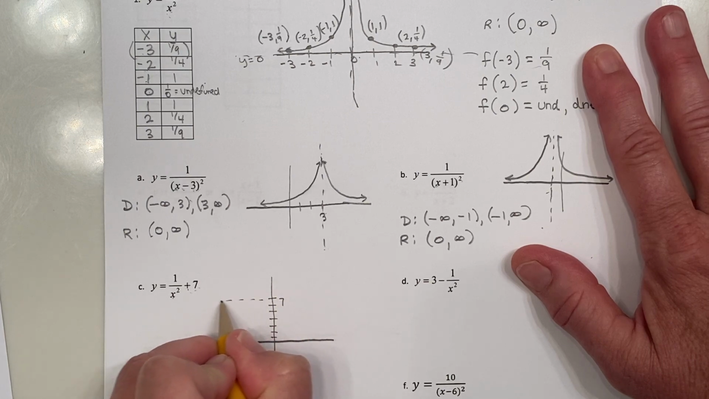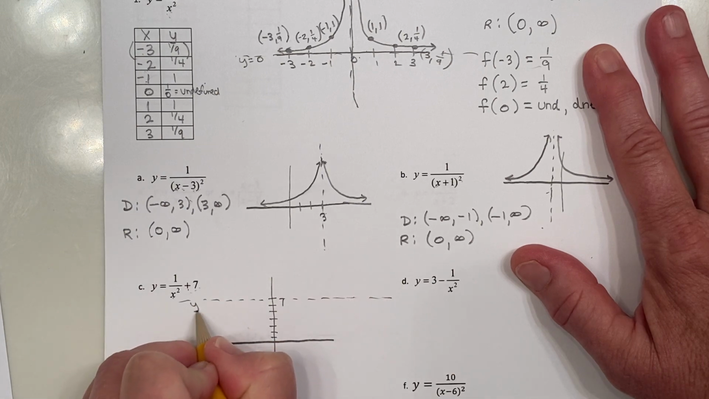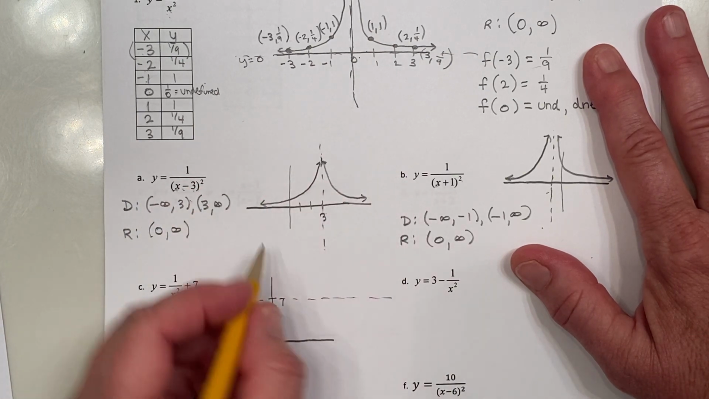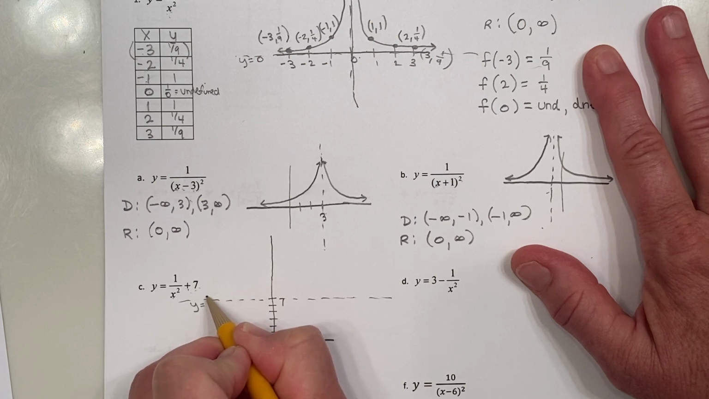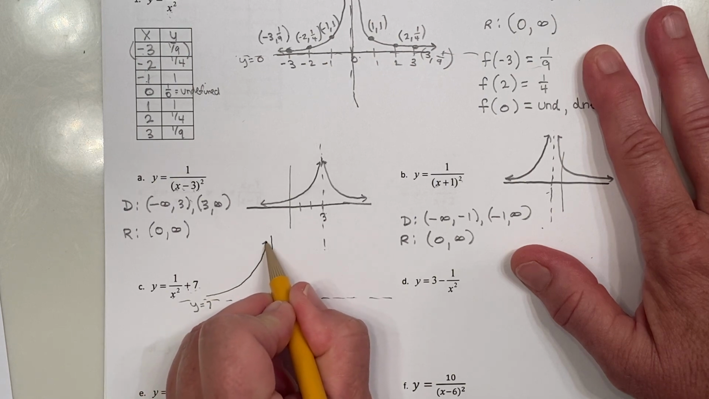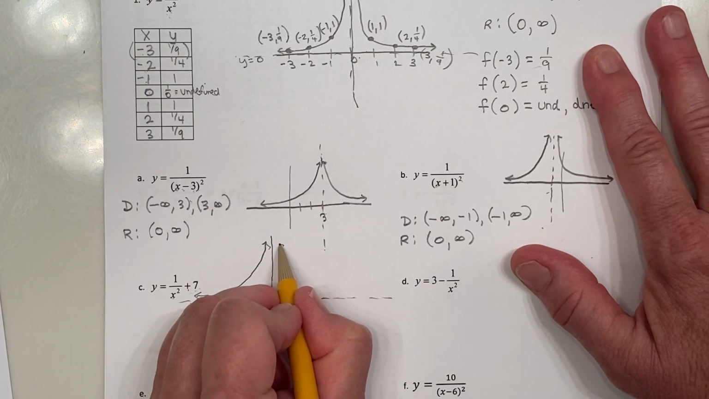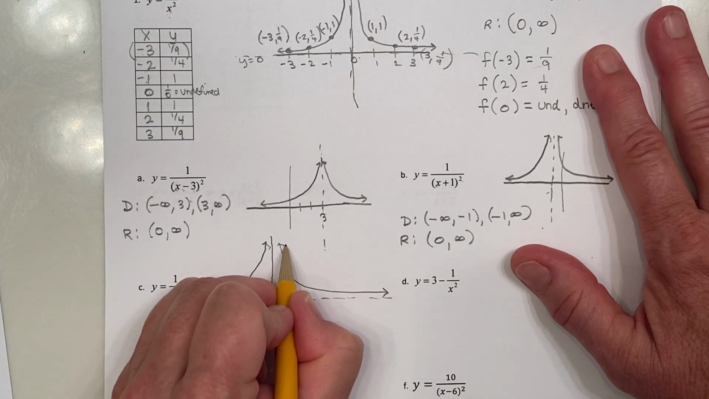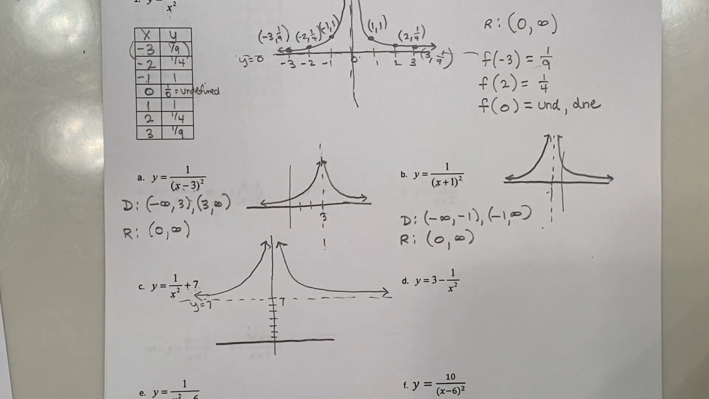And I'm going to put in a dashed horizontal line here to represent my horizontal asymptote at y equals 7. Now, I'm not shifting the graph of the parent function left or right, so my vertical asymptote is still going to be at x equals 0. So all I'm doing is just shifting the graph up. It's good to have this dashed line here, so it gives you a little stopping point so you don't go below it, and it looks nice and neat, and you can tell where the graph is.